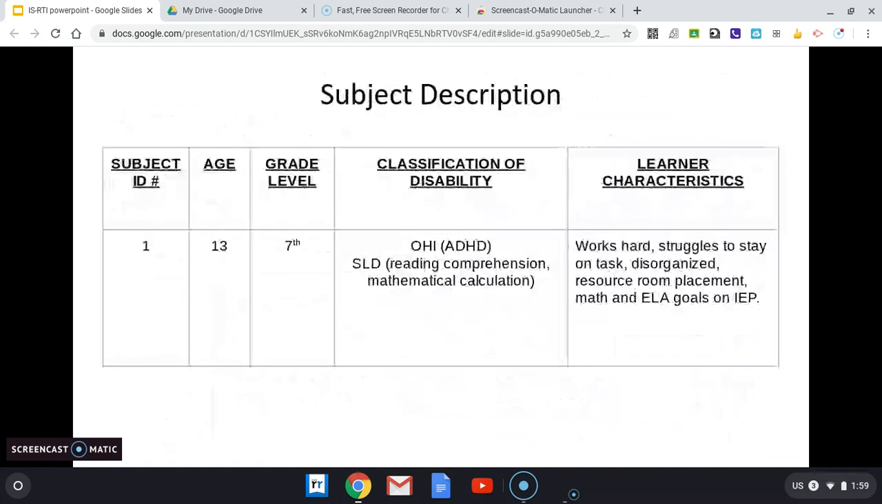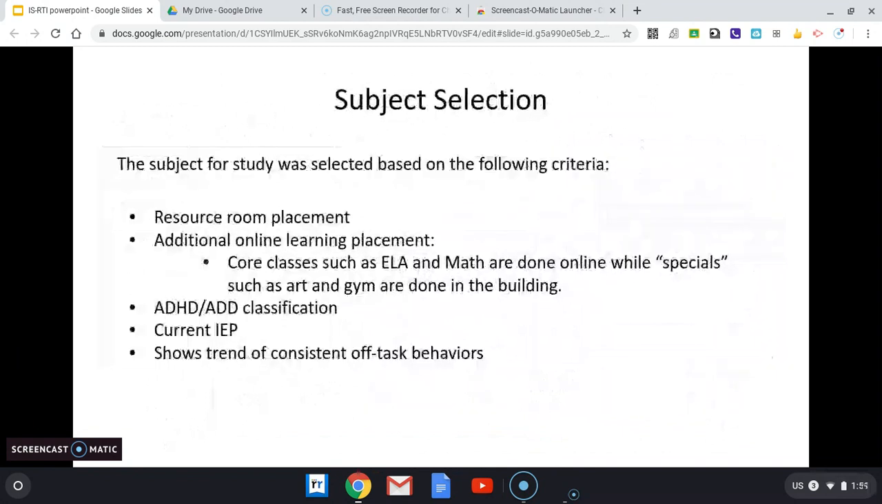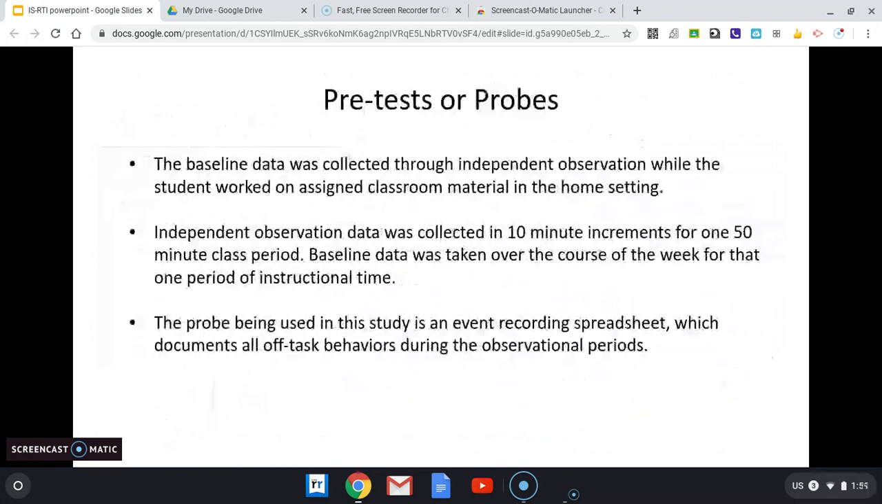The student that I'm particularly looking at is a 13-year-old seventh grade student who has ADHD, and then some of the characteristics that that student represents. I selected the students based on if they were in the resource room as a placement. They have additional online learning for their core classes, such as English and math. They have ADHD or ADD. They are in a current IEP, or they show a trend of consistent off task behavior.